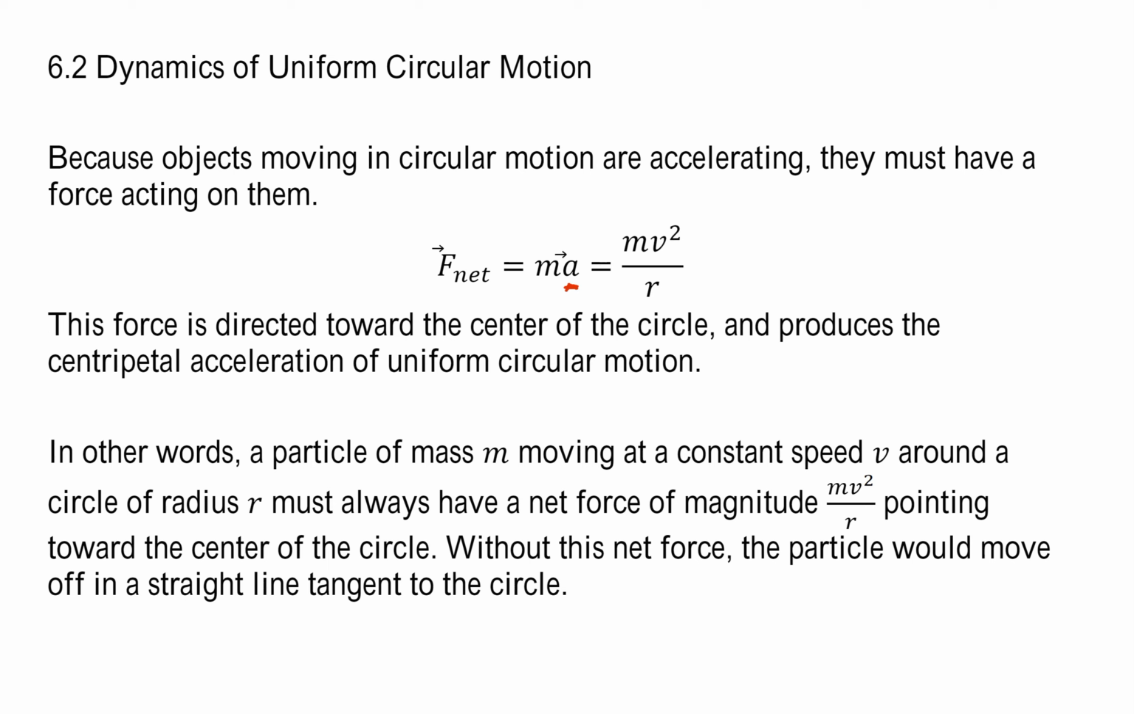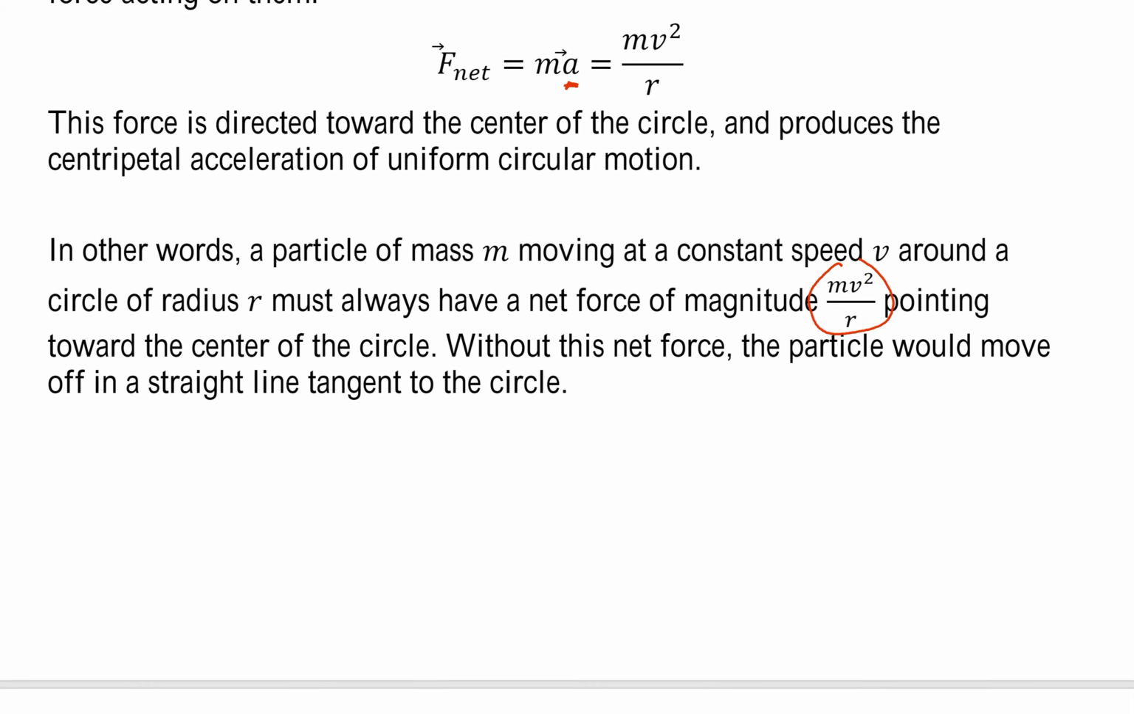So the acceleration is directed toward the center of the circle, so that means the force is directed toward the center of the circle. In other words, a particle of mass m moving at a constant speed v around a circle of radius r must always have a net force, and that net force has this magnitude, mv squared over r, pointing toward the center of the circle. Without this net force, the particle would move off in a straight line tangent to the circle. And I want to talk about that real quick.